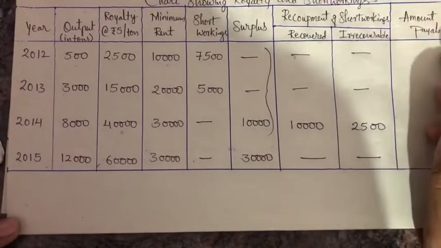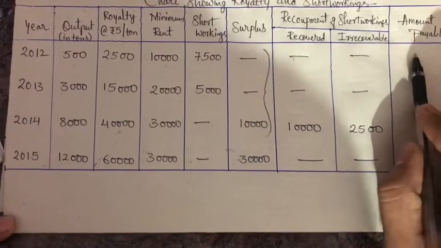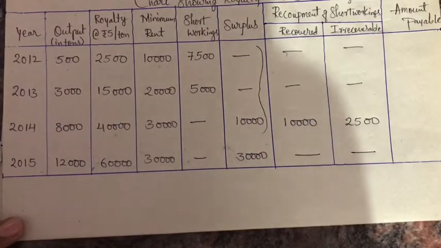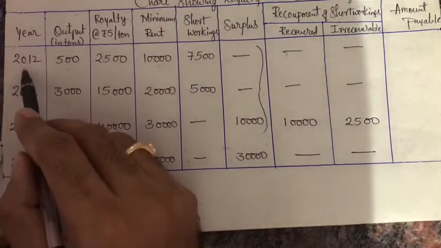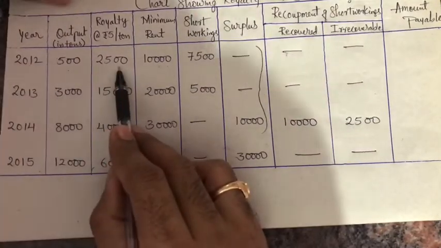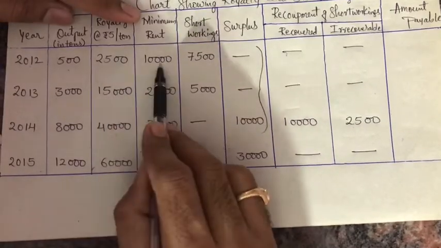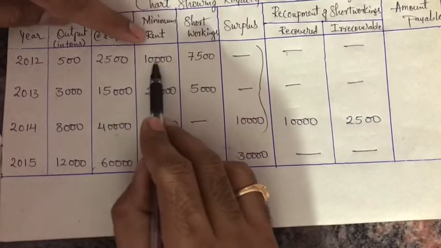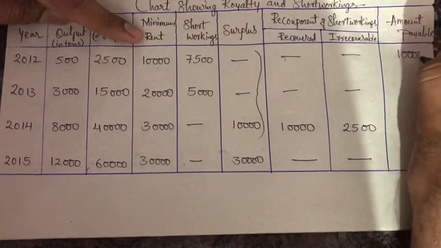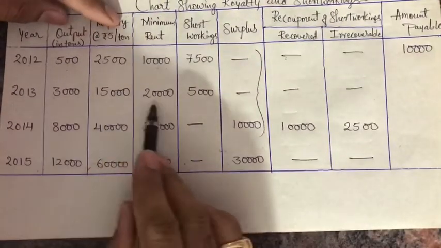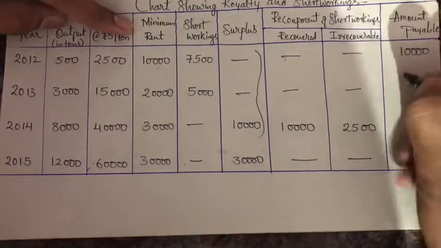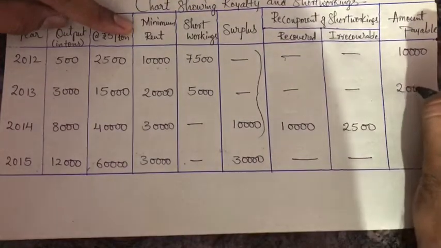Now if you check the amount payable, how much should be payable to the landlord, that is Gulbarga Collieries. In the first year we have an actual royalty of 2,500, but minimum rent is 10,000. Which is more? Minimum rent is more, so at minimum you have to pay 10,000. In the second year, 15,000, 20,000, whichever is more. Which is more? 20,000 is more. Minimum rent, again you have to pay 20,000 as amount payable.